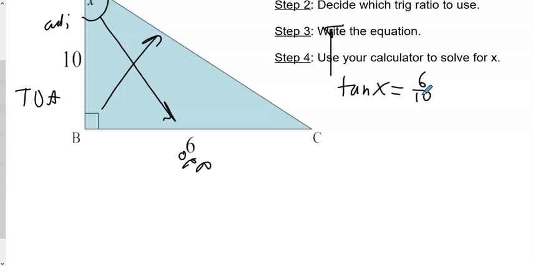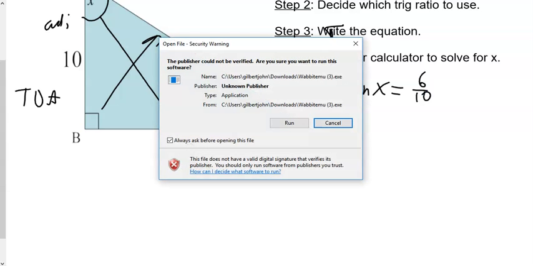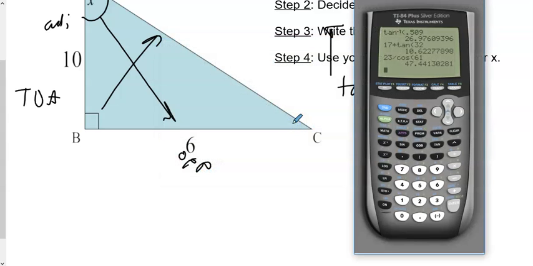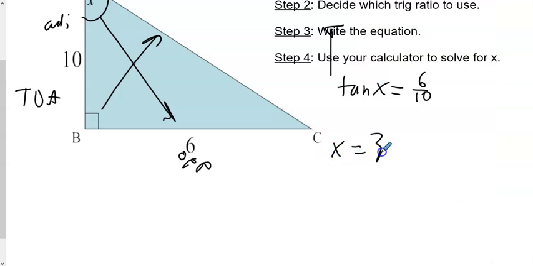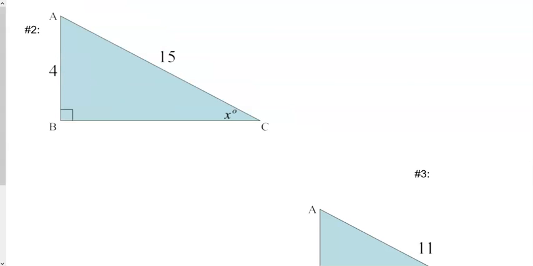And now we just type that into our calculator. So it's inverse, second tangent, and I could do 0.6 or 6 divided by 10. If you can do it in your head, know that's 0.6, go for it. Watch. Second tangent, 0.6. Same thing, 31. So x is about 31 degrees. Easy peasy.